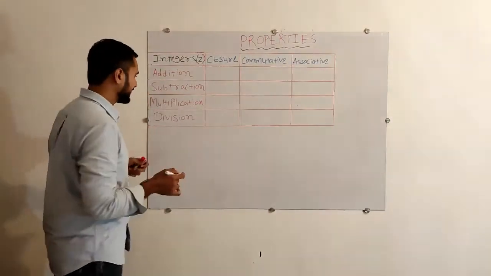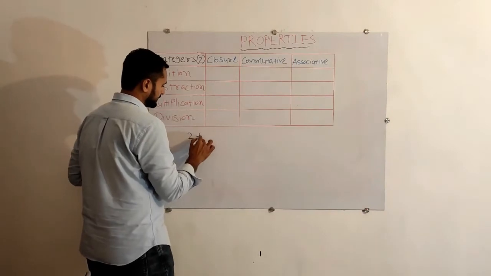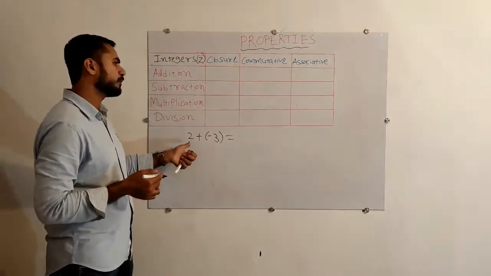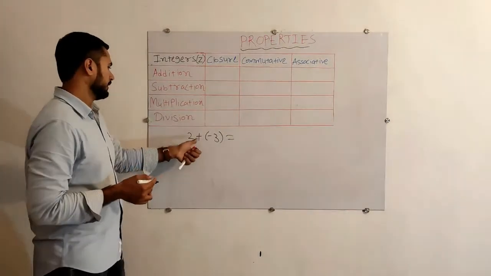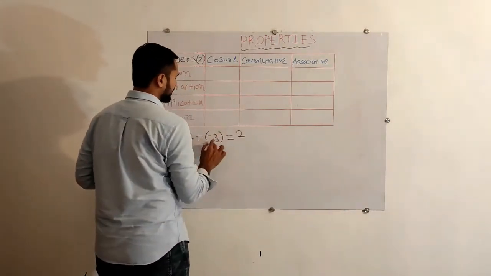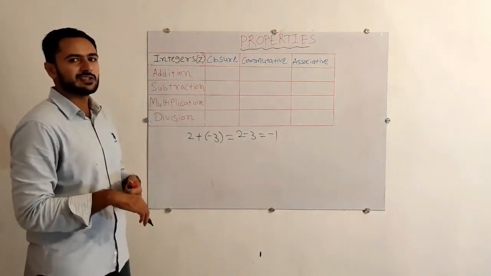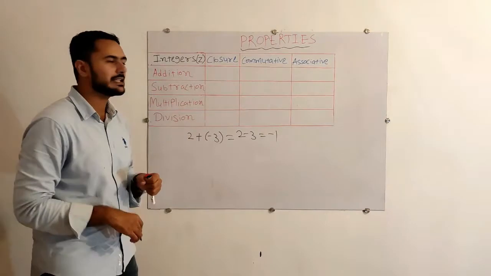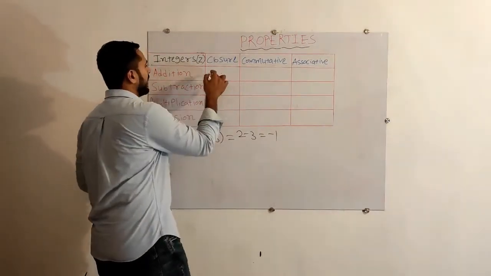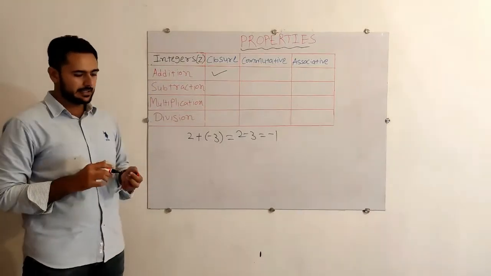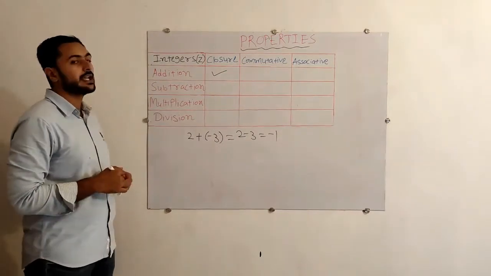Okay, I am going to select any two numbers like 2 plus minus 3, because that's an integer. I am going to select one positive and one negative number. So this is 2 plus minus 3. The answer is minus 1. So can we say that minus 1 is an integer? Yes, it means integers are closed under addition.